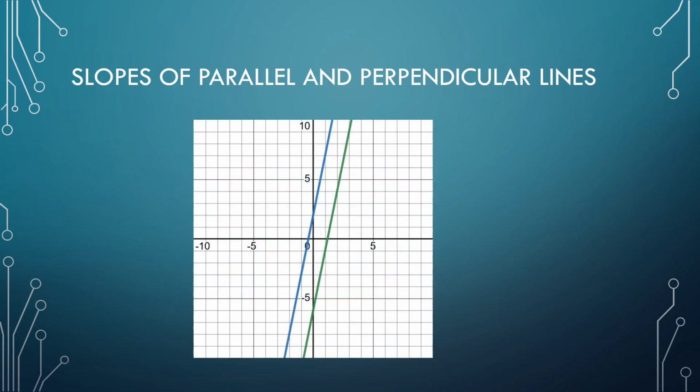Here is a graph of the equations y equals 5x plus 2 and y equals 5x minus 6. As you can see, the lines have the same slope, and on the graph it shows that the two lines go on infinitely and will never cross, which is what parallel means.